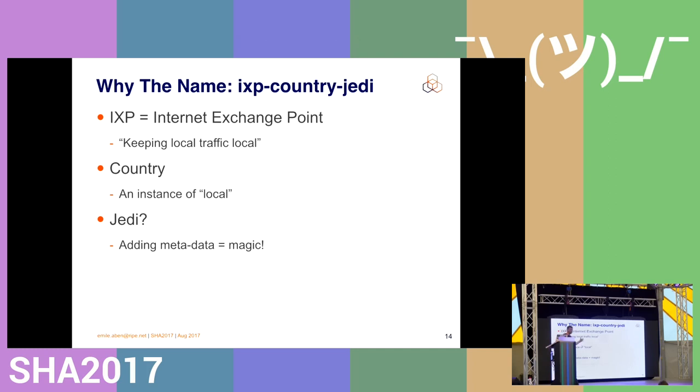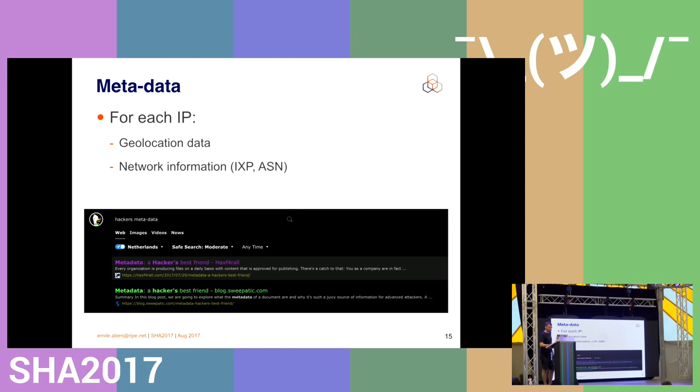Country is an instance of local, but you can do this for anything. So you can do this for all the countries in the Middle East, or you can do it for a city. Is stuff kept local in a city, or in a region, or on a language boundary? And Jedi actually is because my son loves Star Wars, but you can also say that adding metadata to this, which is another part of the project, makes it do some magic, and I'll show the magic.